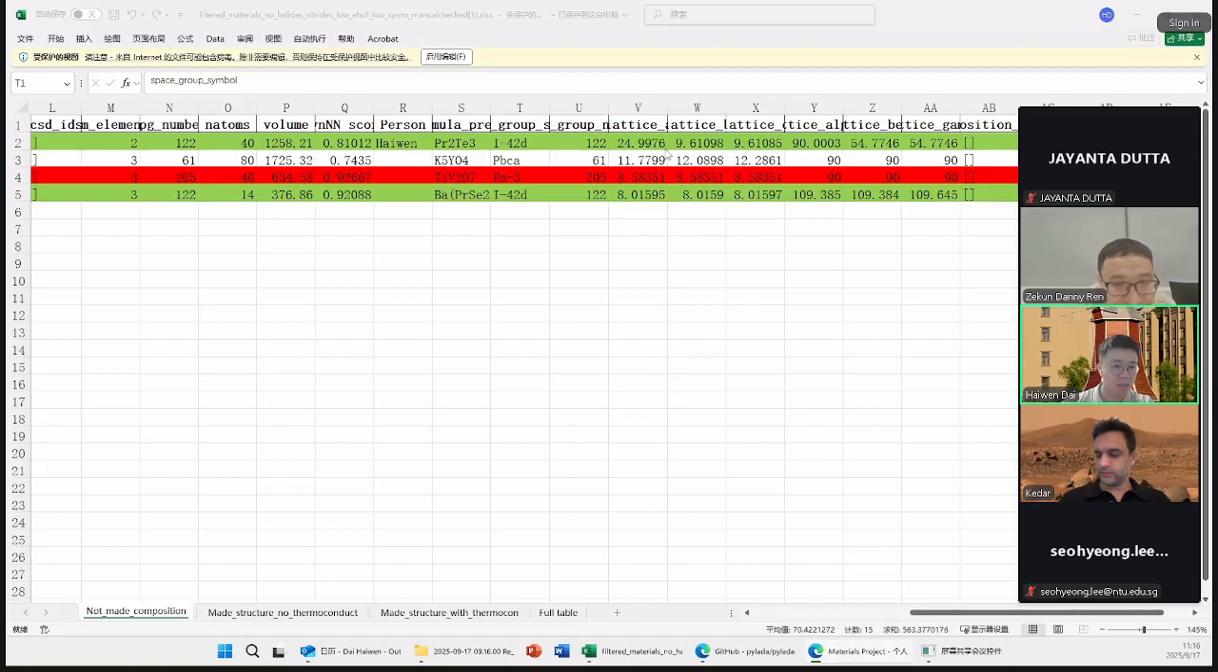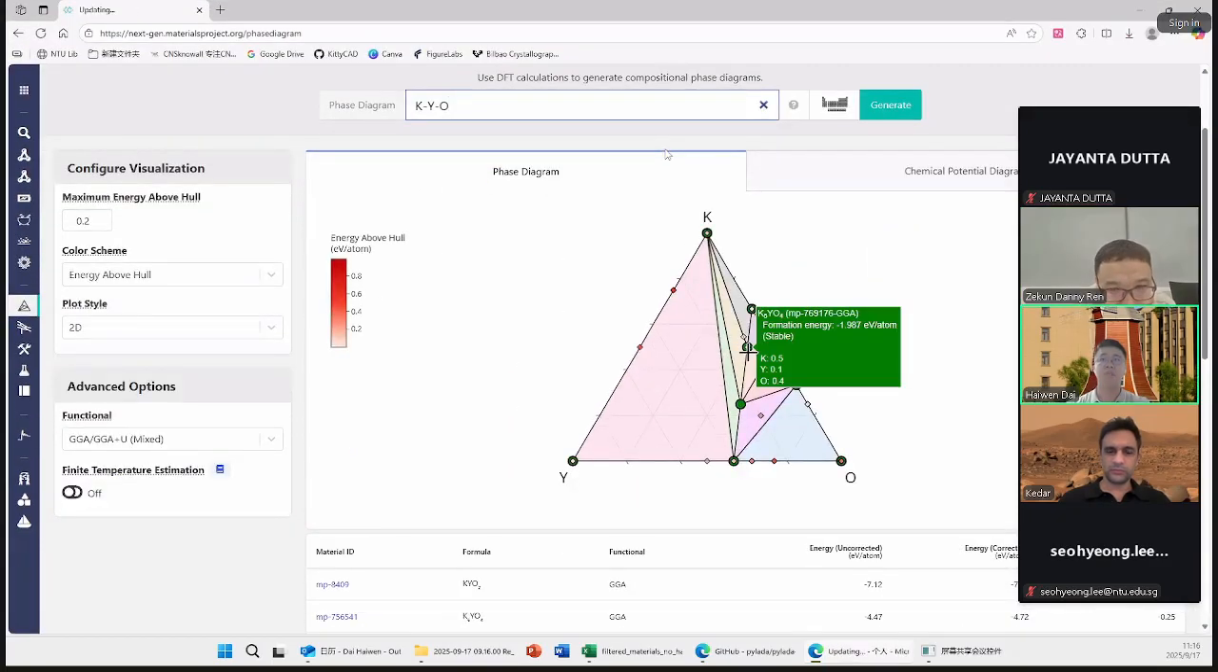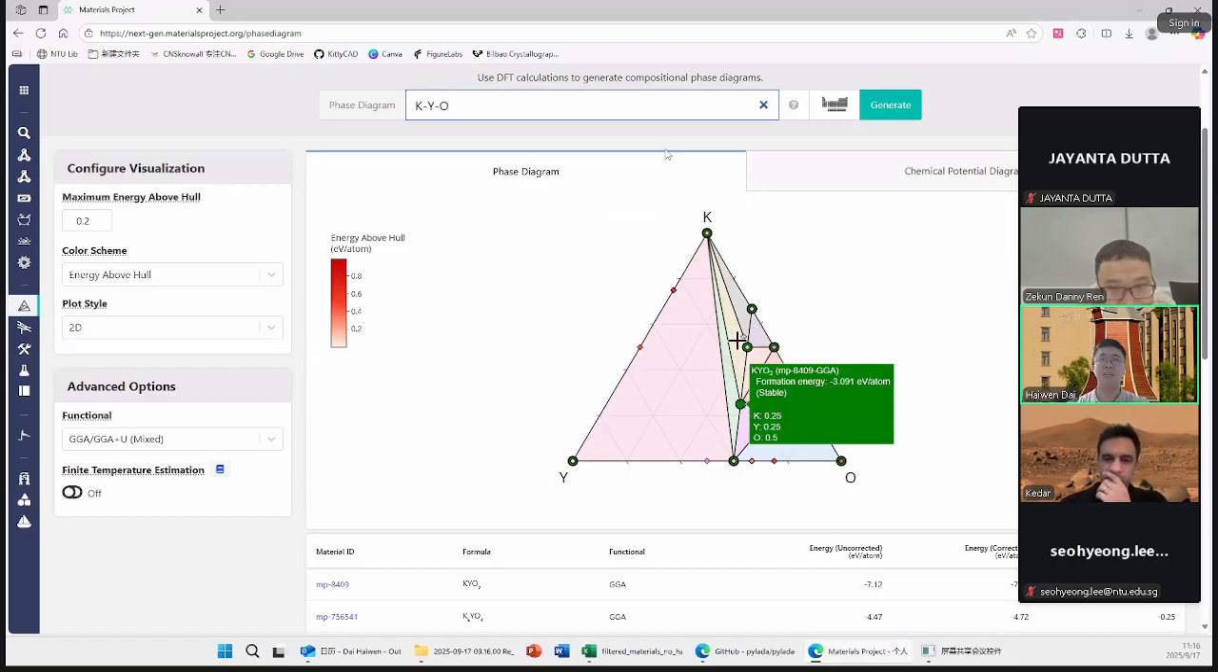Okay, I got it. So this is the target phase. And what you can see is that it's basically the only phase inside, and this is a metastable phase. So it's 80 meV above the hull.